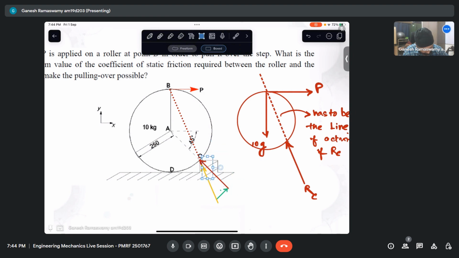Now we know that when there are two vectors, I have one vector like that, the other one like that, then the resultant of these two will be like that. And the resultant of these two should pass through the line joining point B and C. That is the entire concept here.